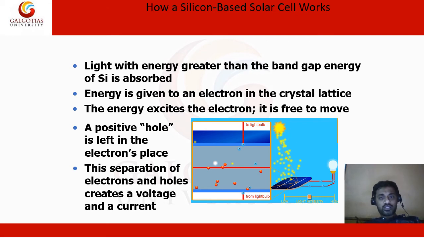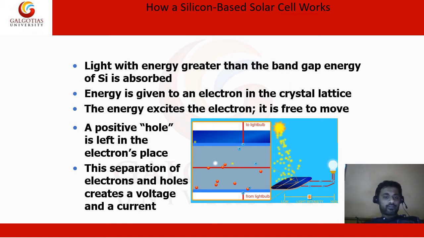The materials used in making solar cells should have a band gap close to 1.5 electron volt, and the common materials used are silicon, gallium arsenide, cadmium telluride (CdTe), and CuInSe2. These are the four materials that are used in solar cells because their band gap is very close to 1.5 electron volt.